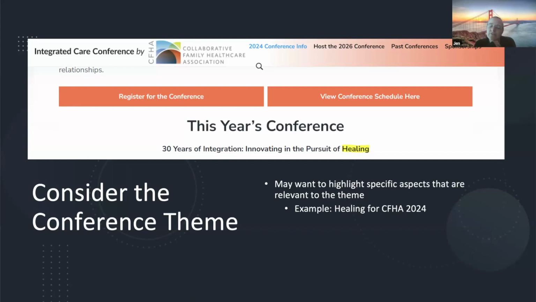This year's conference for 2024 for CFHA has "innovating in the pursuit of healing" as a theme. And so you may want to highlight aspects that are related to this concept of healing if your poster has the ability to do that. By considering the context, the audience, and the theme, you're optimizing your poster for the people who are walking by and ensuring that you hit the highlights of what they're interested in.